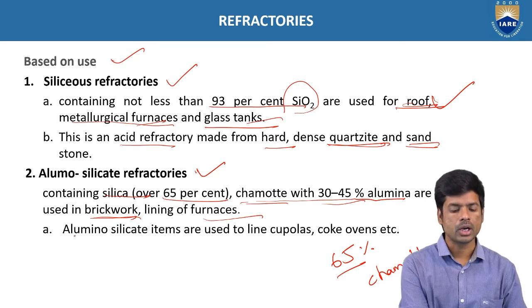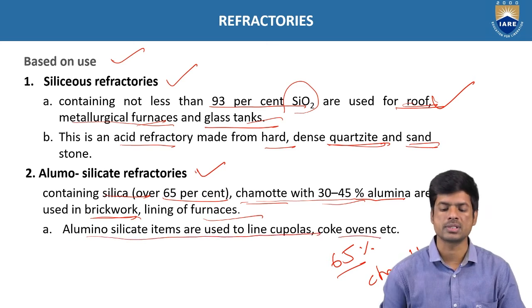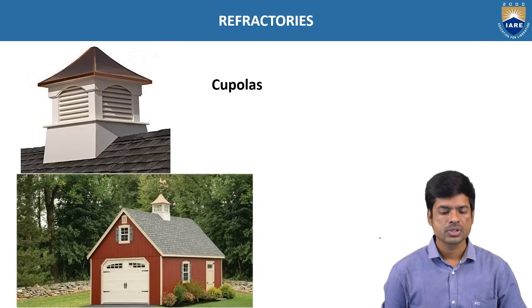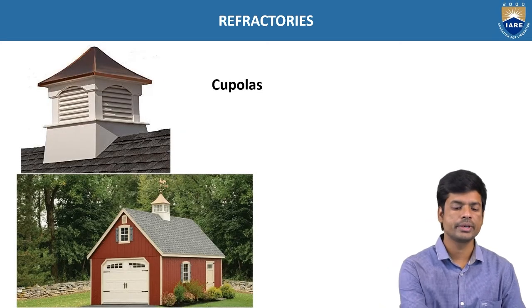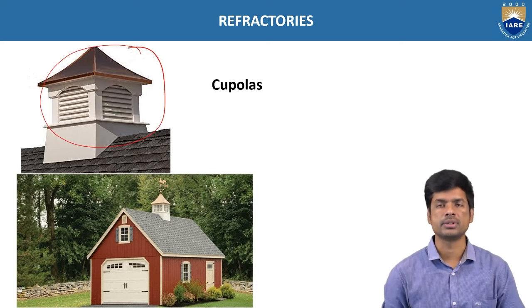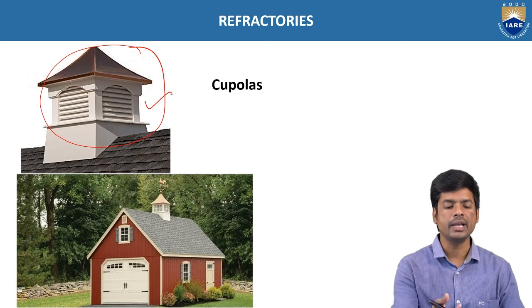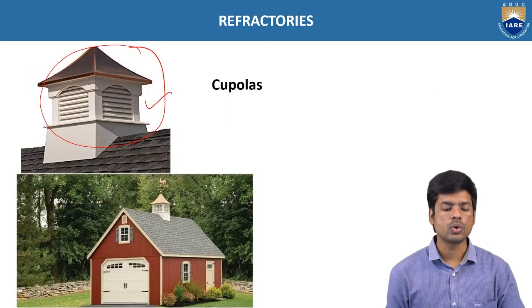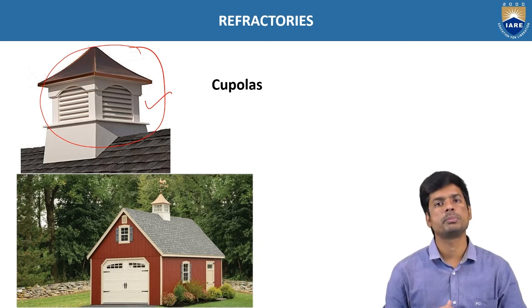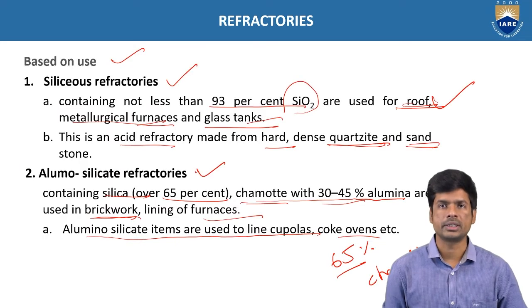Next, aluminum silicate items are used to line cupolas and coke ovens. Cupolas are the dome-shaped structures we make on houses. This is called a cupola. For lining or construction of these cupolas and coke ovens, for the preparation of coke we use ovens, right? So to prepare those ovens also we use these aluminosilicate refractories.